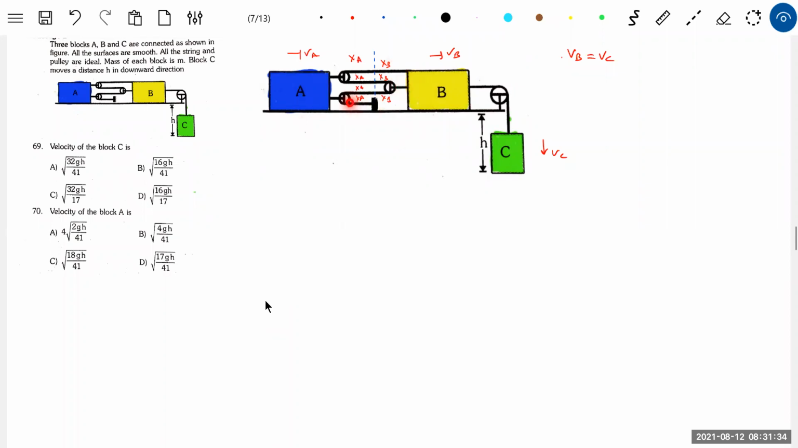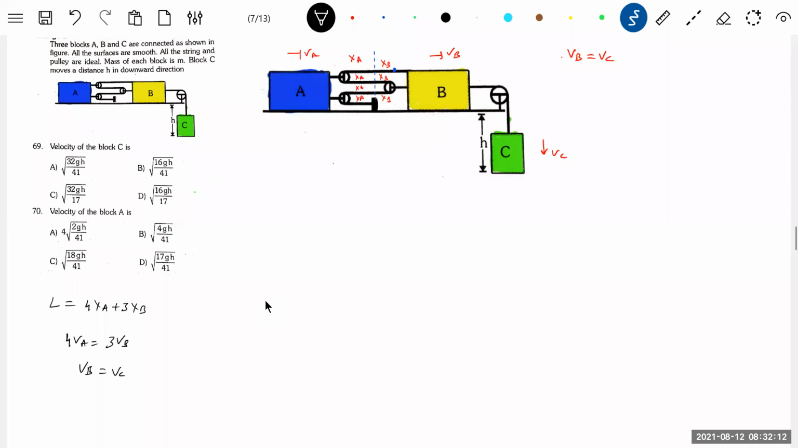Okay, now the total overall length of the string. We are measuring the length of the string from one end to the other. I'll mark some points to make it easy for you. So the total length of the string should remain constant. L should be equal to 4XA plus 3XB. So from the constraint equation, 4VA equal to 3VB, and VB equal to VC, since they're connected by a common string. Okay, till here we have this much.